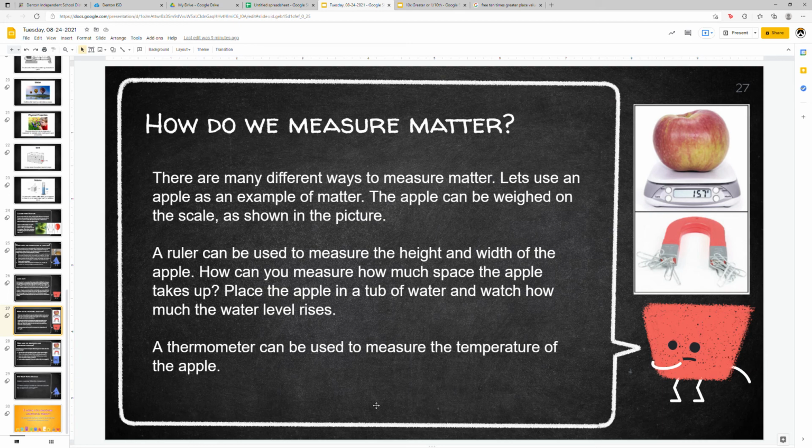How can you measure how much space the apple takes up? Well, place the apple in a tub of water and watch how much the water level rises. That's kind of like our volume of an apple in a way, right? If I have a certain level of liquid in a container, if I was to submerge the apple under the water, I'd see how much the water rises, and that would tell me the volume of that apple then too. We also have a thermometer. A thermometer could be used to measure the temperature of an apple.